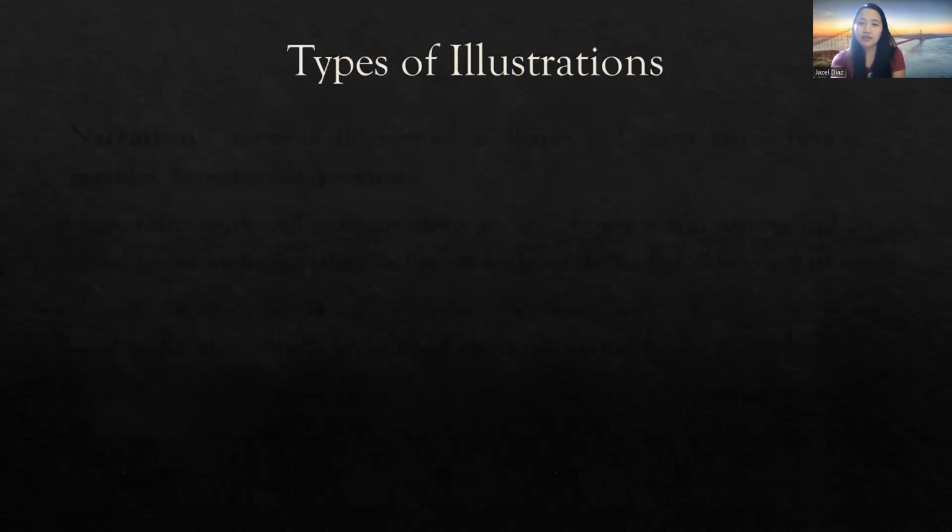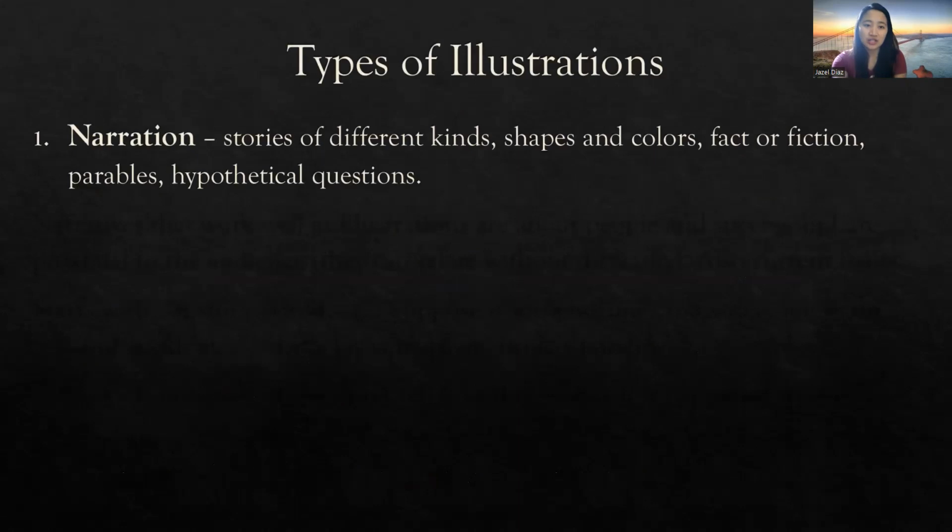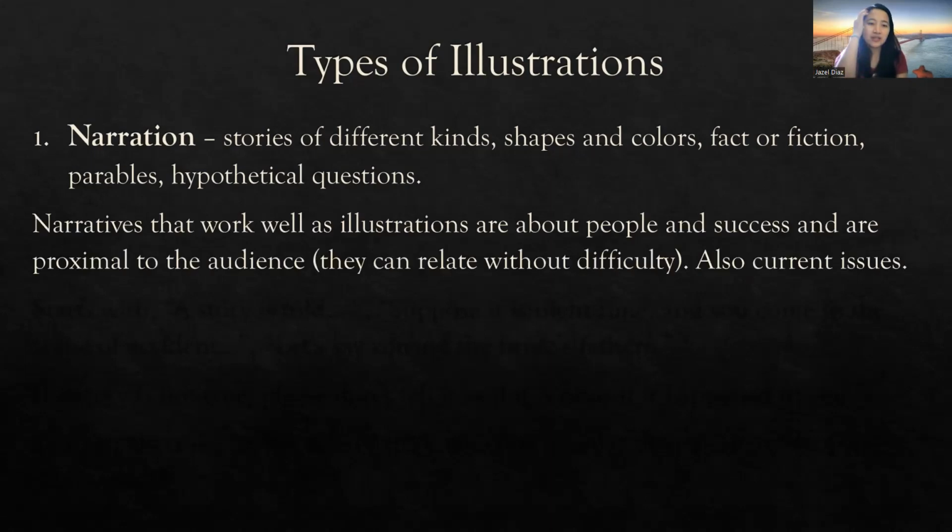What are the types of illustrations? Number one is narration: stories of different kinds, shapes, and colors, fact or fiction, parables, hypothetical narrations, questions. Those are called narration. Whatever the story is, whether it is a real story or fiction, we call it narration. Now, narratives that work well as illustrations are about people and success and are proximal to the audience, meaning they can relate without difficulty.